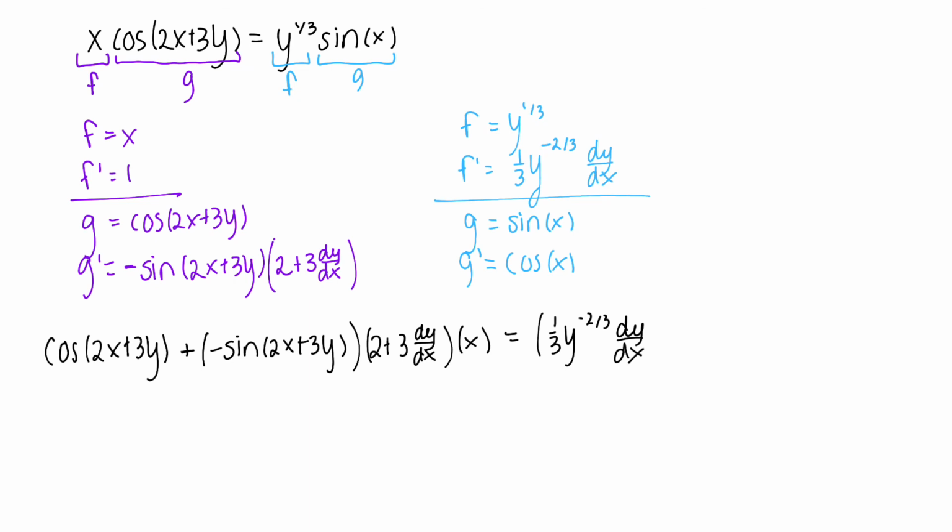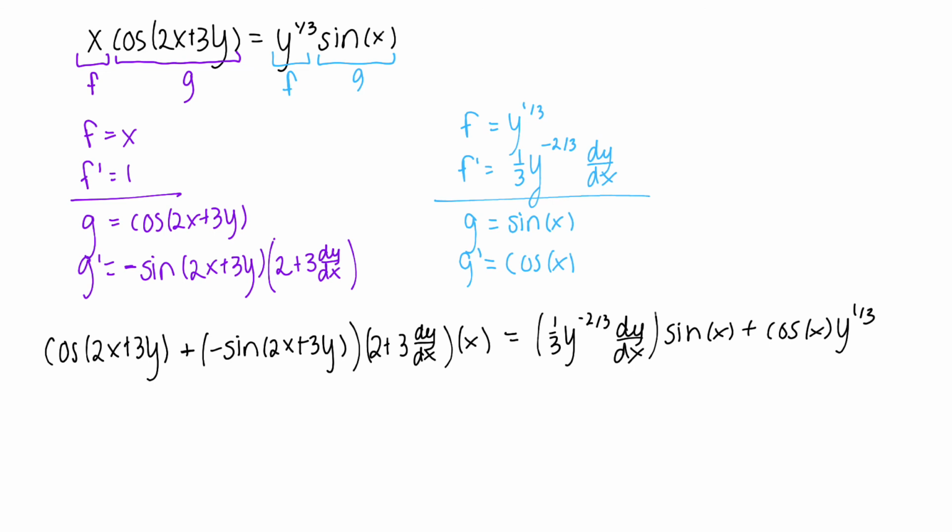F prime g is sine x, plus g prime cosine x times f, which is y to the 1/3. So it's a mess. I'm trying to decide the easiest way to do this. It's all going to be kind of gross here.